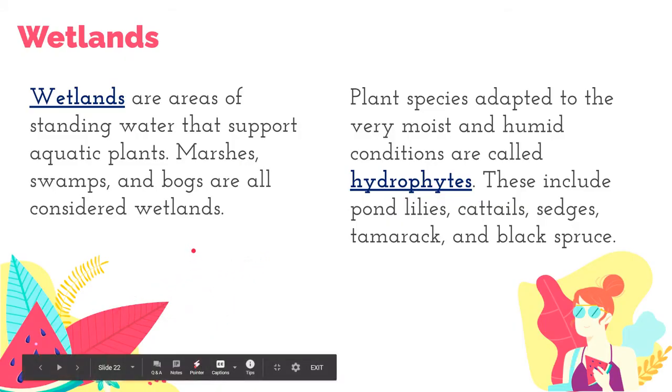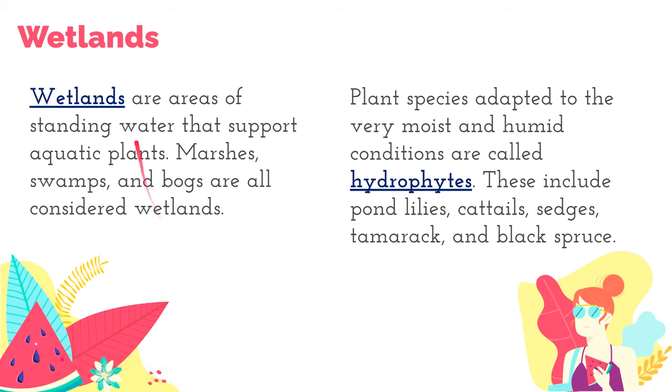The last type of freshwater biomes are wetlands. So these are areas of standing water that support aquatic plants. Examples of these are marshes, swamps, and bogs. So for wetlands, the plant species have adapted to very moist and humid conditions, and we call those hydrophytes. Okay, so they are mostly submerged in water. So this include pond lilies, cattails, sedges, tamarack, and black spruce.